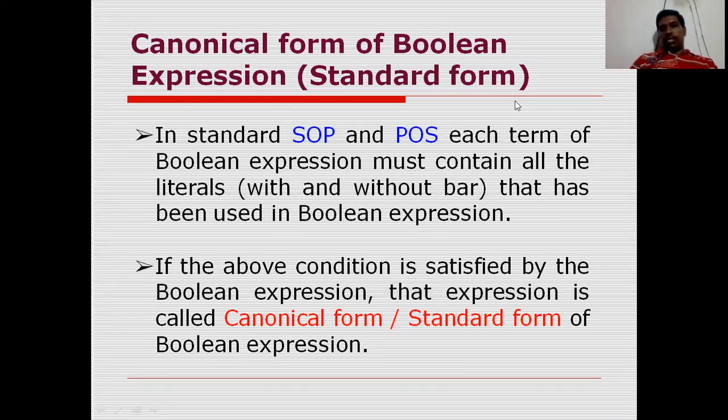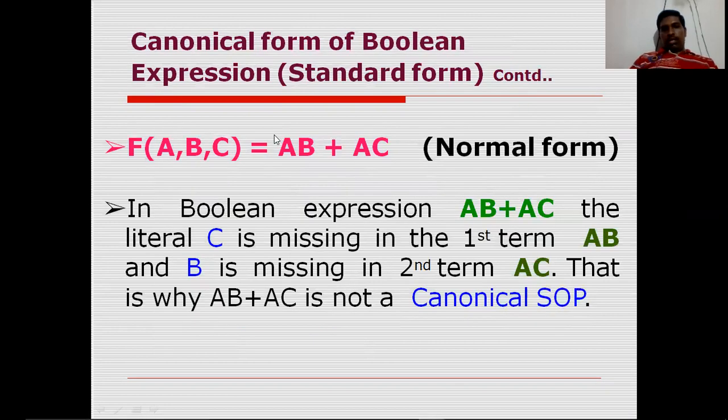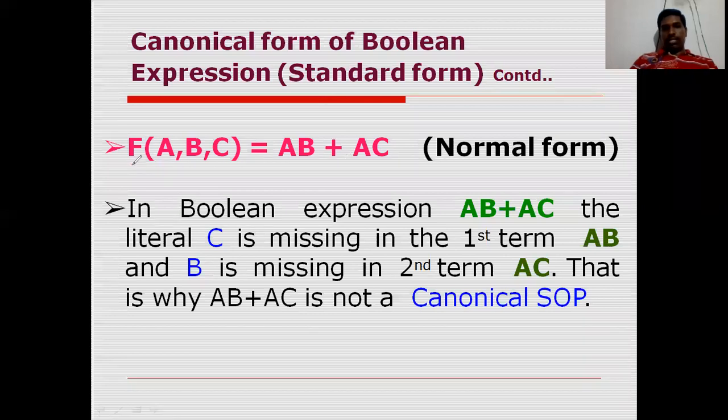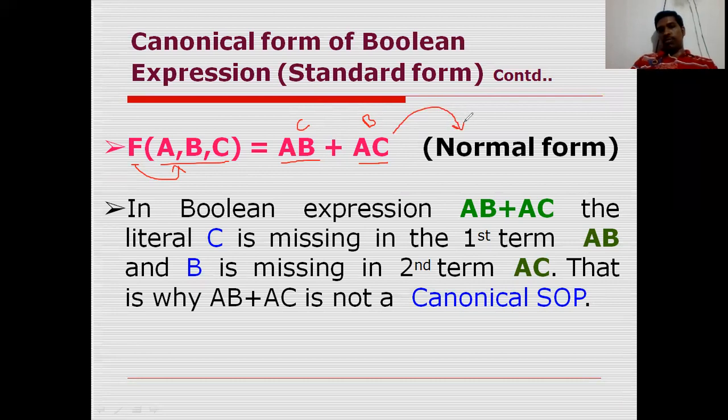I'll move to the next slide. Here also I took a small example. F is a function depending on A, B and C. But if you see the expression, here only AB is there, C is missing. In the second term, AC is there, B is missing. As in each and every term one letter is missing, this is not a canonical form, it is only a normal form of SOP.